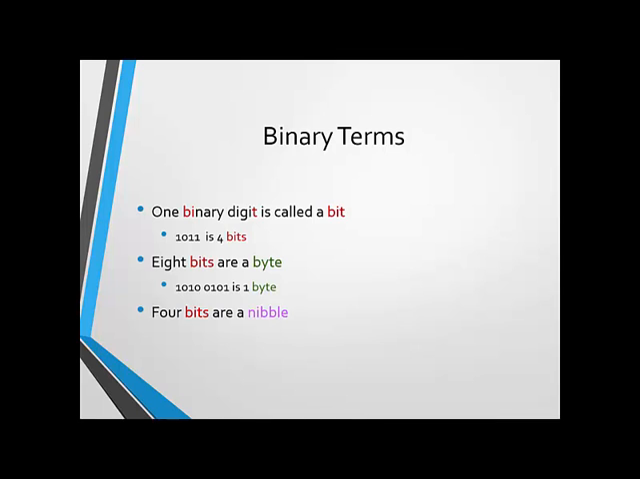4 bits are a nibble. Sometimes we just need a smaller bit than a byte. Leading zeros are insignificant, so just like in the decimal numbering system, 0001 1011 is the same as 11011. Now, in some situations with binary, you may be asked to include those leading zeros. It depends on the situation, but the numbers are the same.